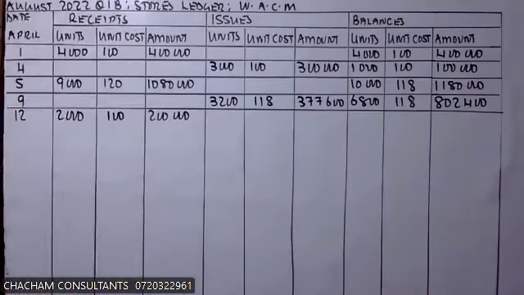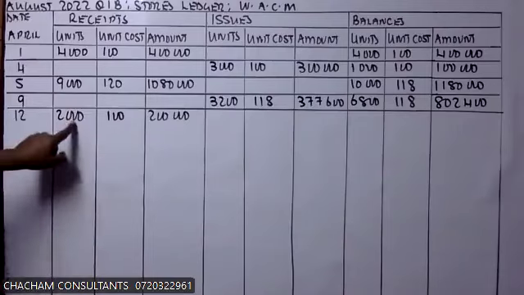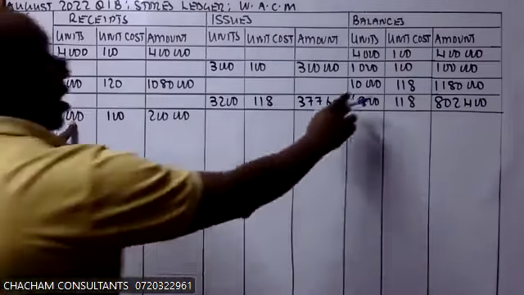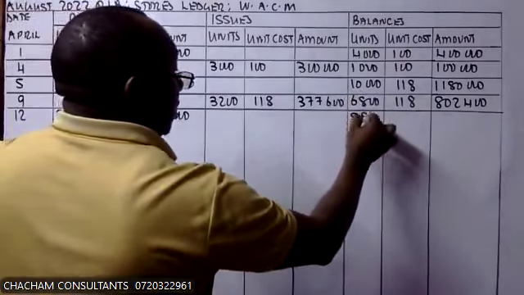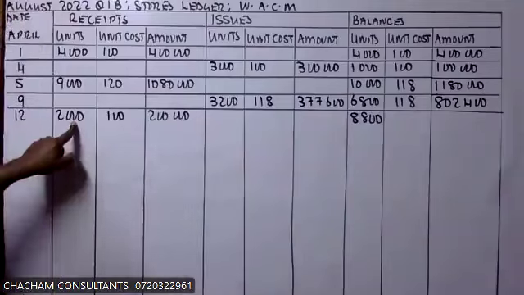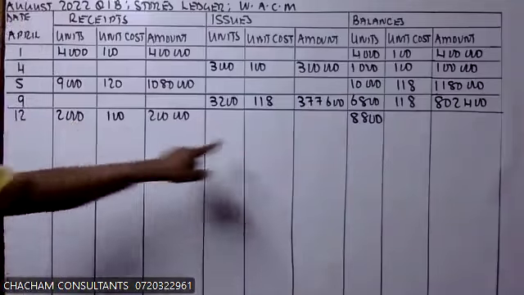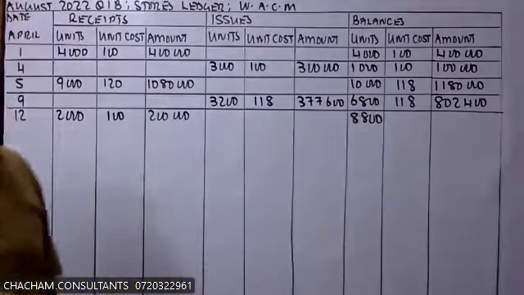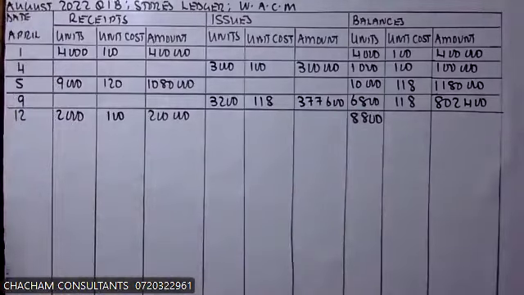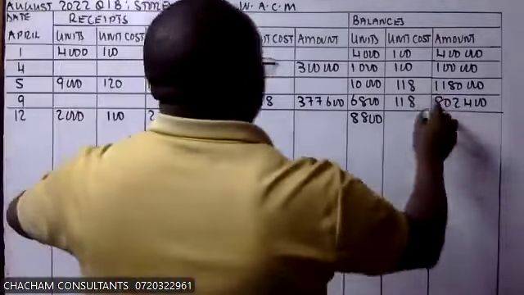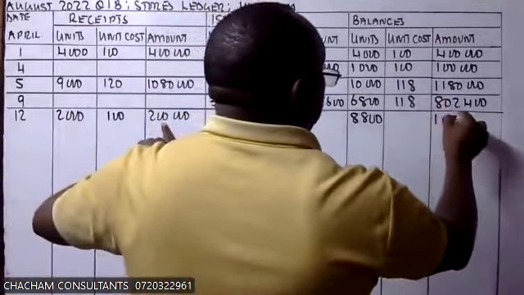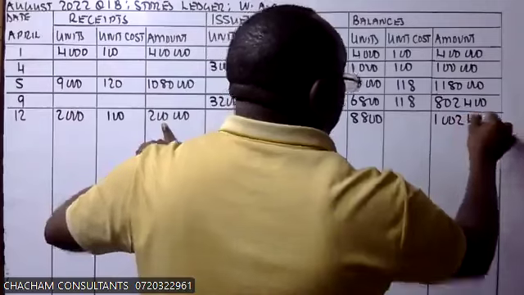So we have to do the average. Take these 2,000, you add these 6,800. That gives us 8,800. Then you take this cost here, you add to this. That becomes 1,002,400.